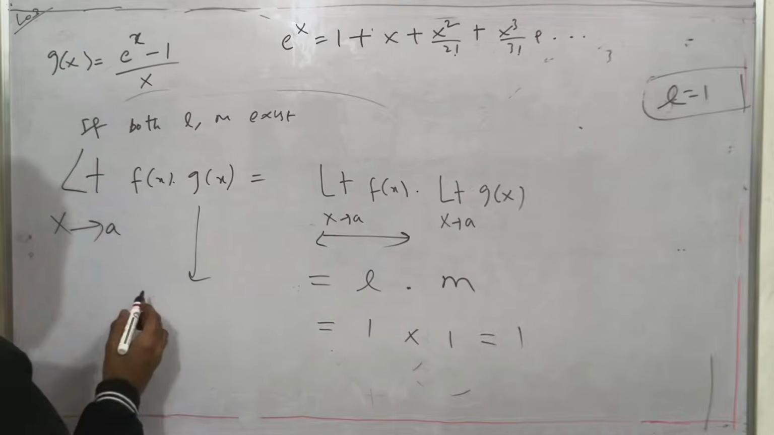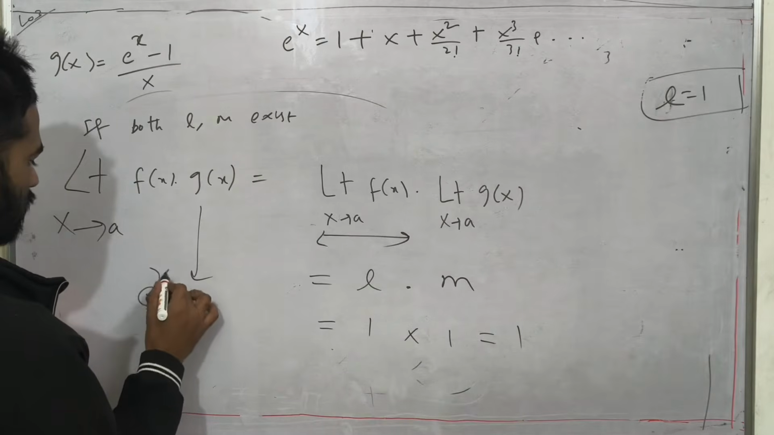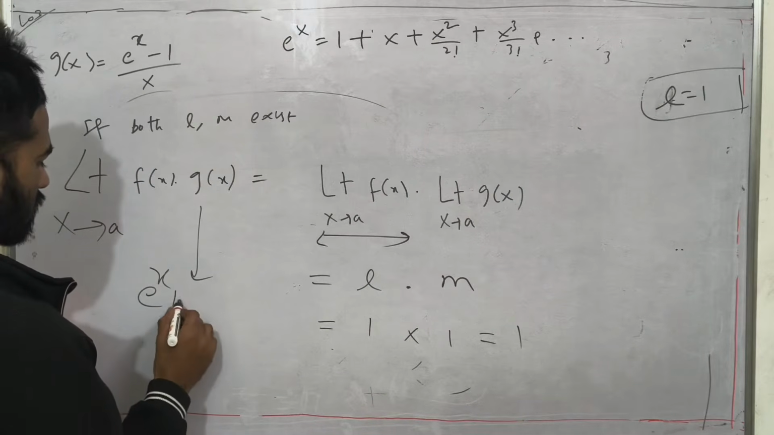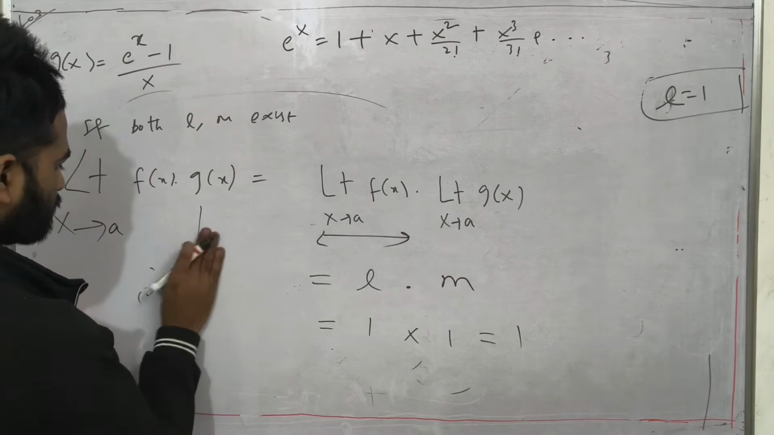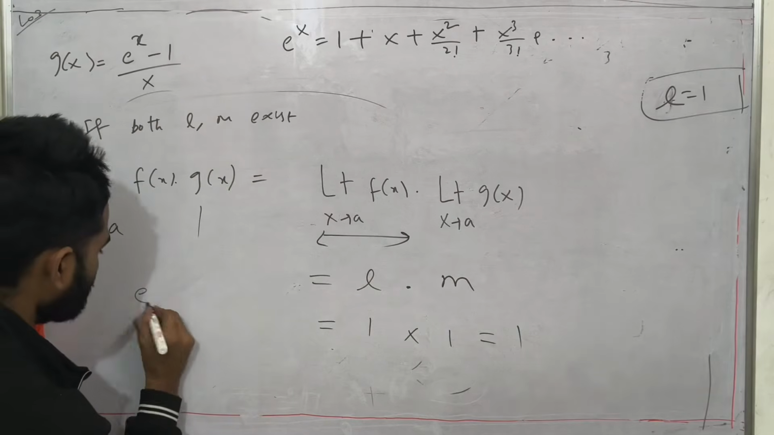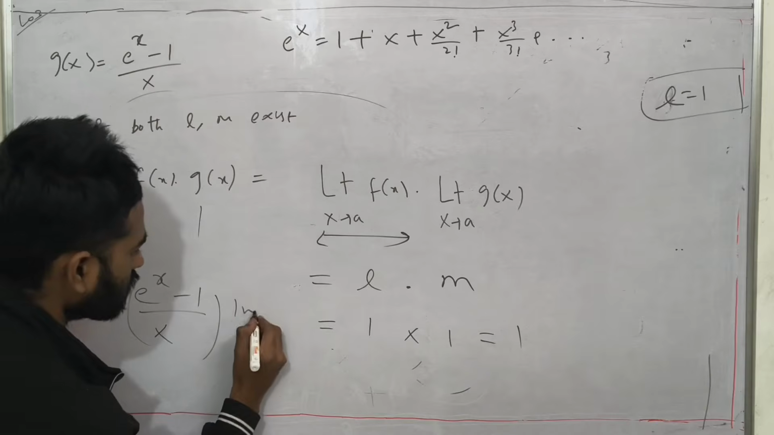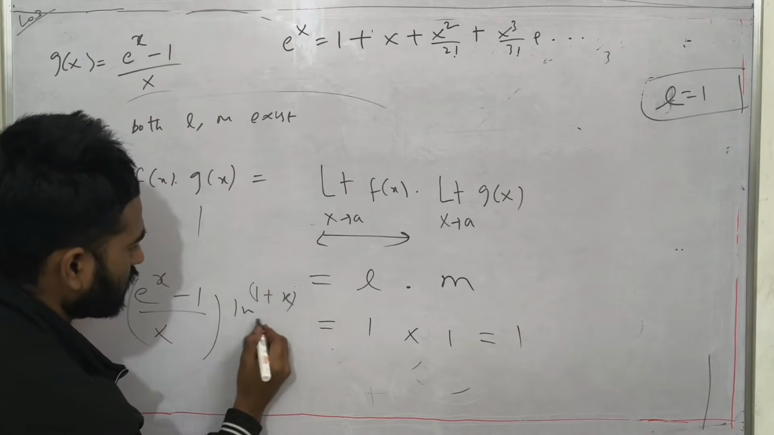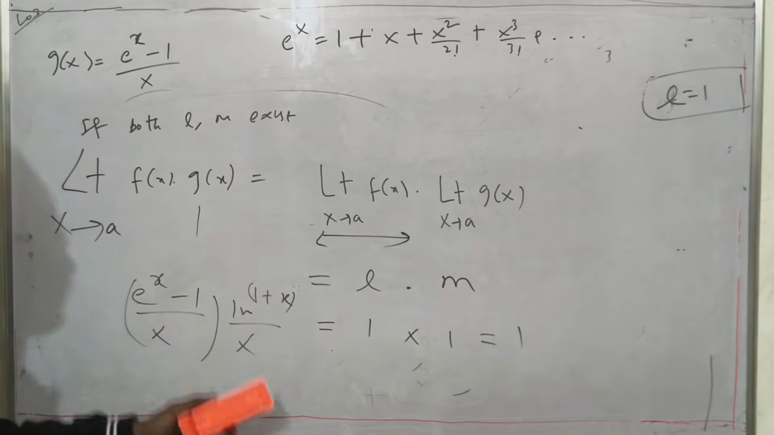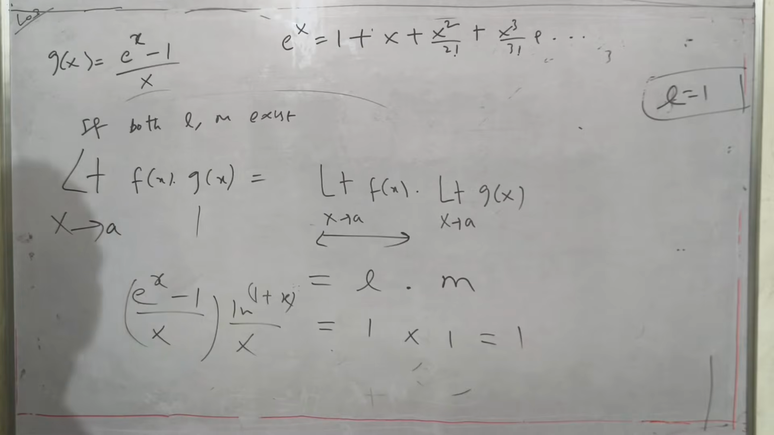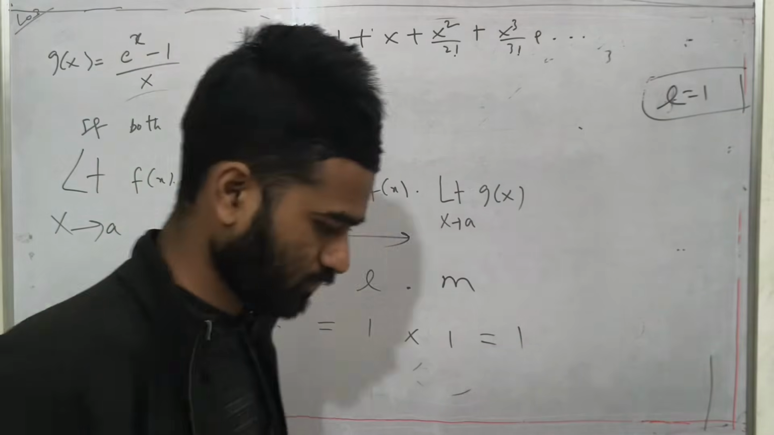In the left hand we have the question e power x into ln of 1 plus x, that is e power x minus 1 by x into ln of 1 plus x by x. So we got answer 1, okay, done.